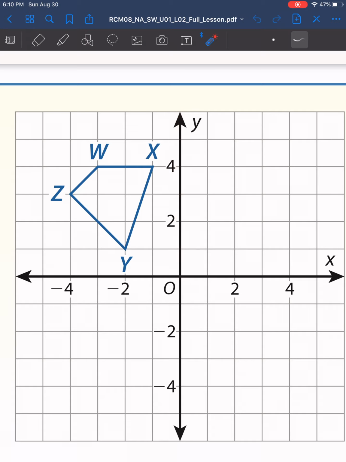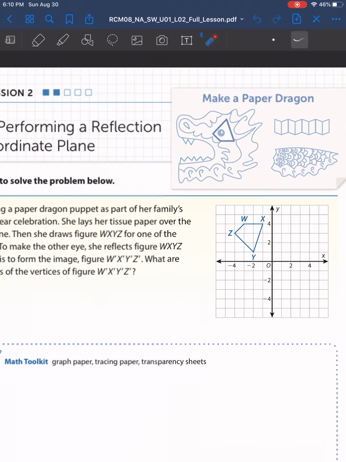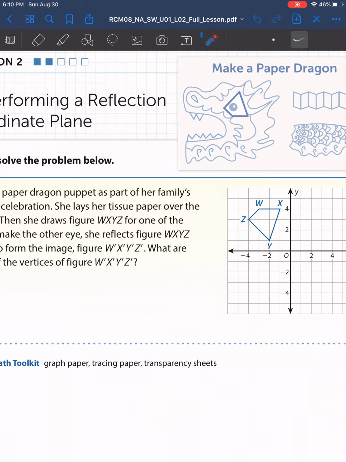But you want your points to be equally spaced from the line of reflection. So for example, if this was the line of reflection, X is 1 point away, so X prime would be 1 point away over here. W is 1, 2, 3, so W prime would be 1, 2, 3 points over here. That's how you do a reflection over a line of reflection.